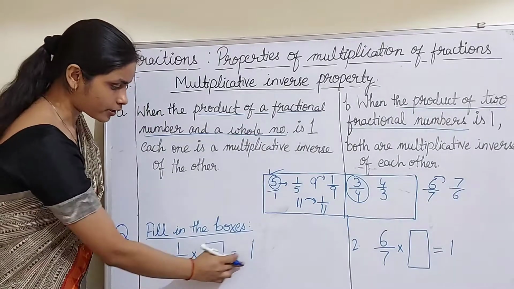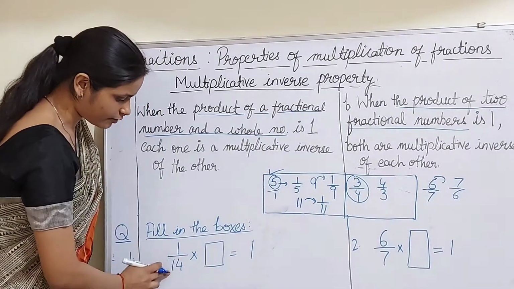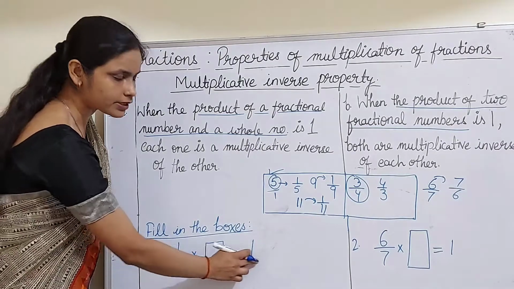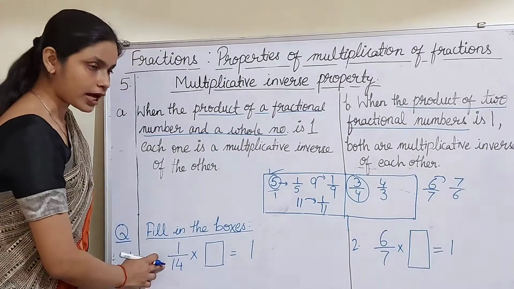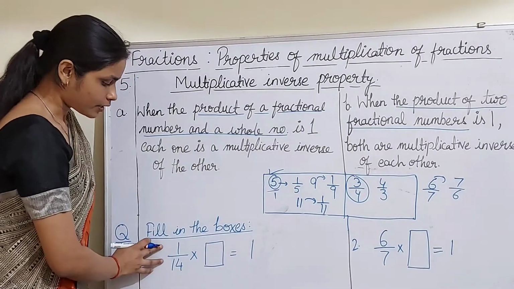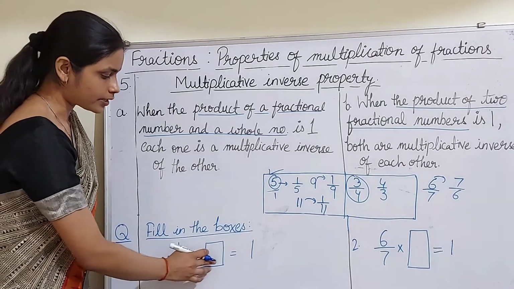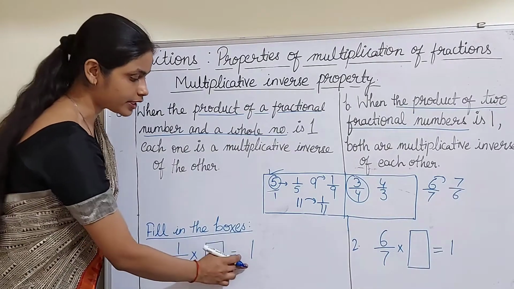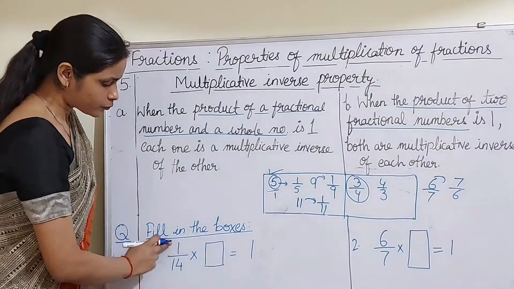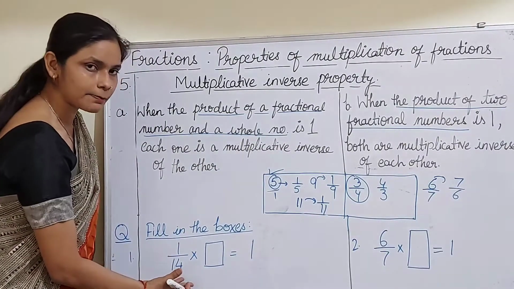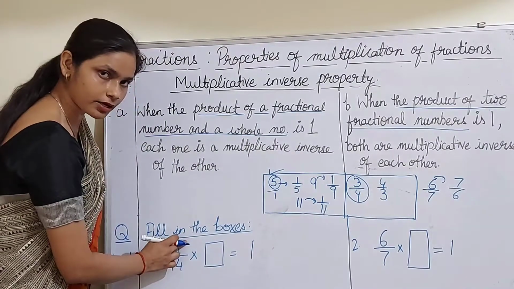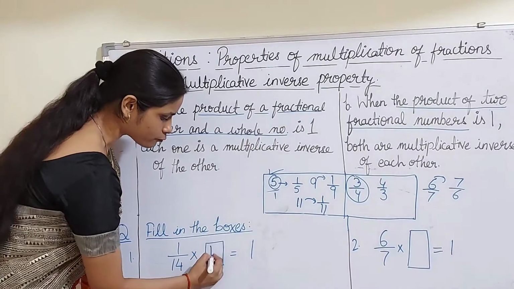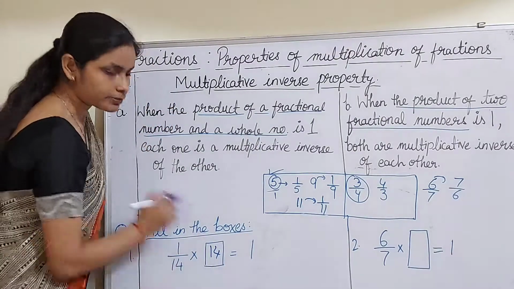When will the product be equal to 1? 1 by 14 when multiplied by what number will give us 1? So we have just studied that whenever a number is multiplied by the multiplicative inverse, we get 1 as product. So 1 by 14, what will be the multiplicative inverse? It will be 14 by 1, or we can write simply as 14. So this will be the answer.